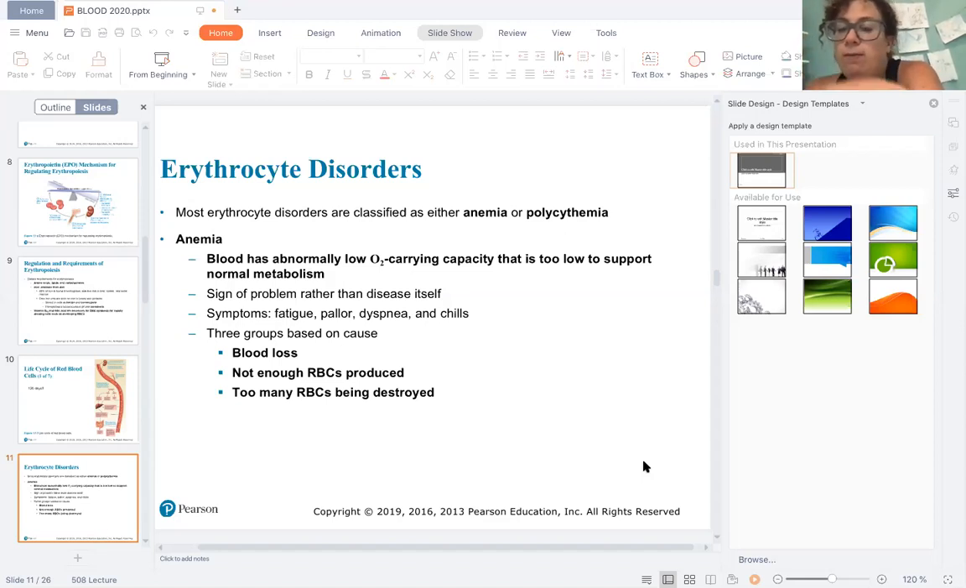And then there are 3 different ways that this happens. You either have blood loss where you're bleeding out, or sometimes with women, they have really heavy periods and they lose so much blood that they can't keep up. Not enough red blood cells are being produced. Sometimes there's certain cancers or a chronic disease that halts red blood cell formation. And then we have too many red blood cells being destroyed. So there's something called hemolytic anemia where the body is attacking the red blood cells and they break down before you ever have a chance.